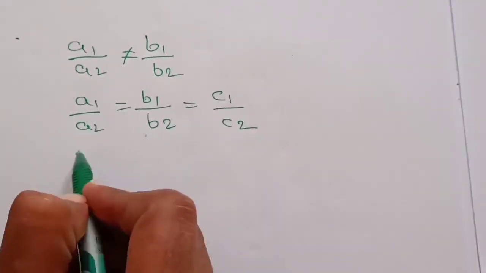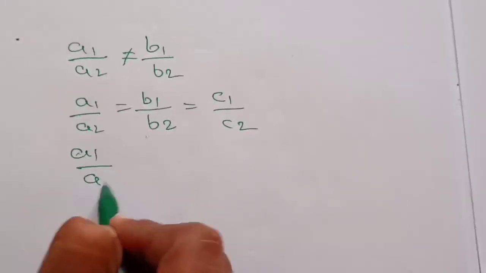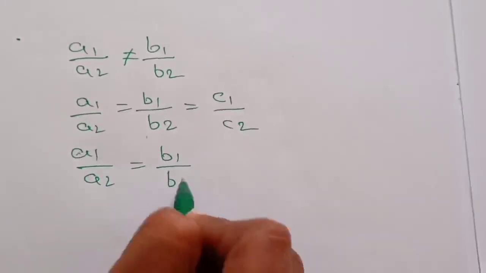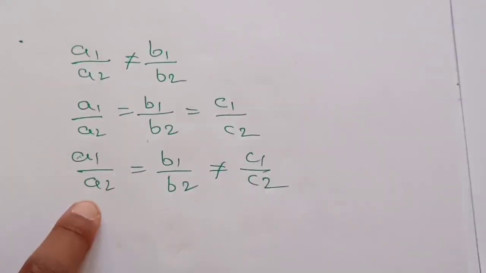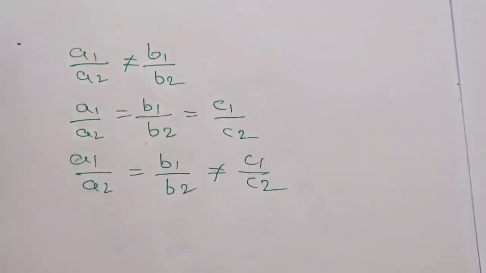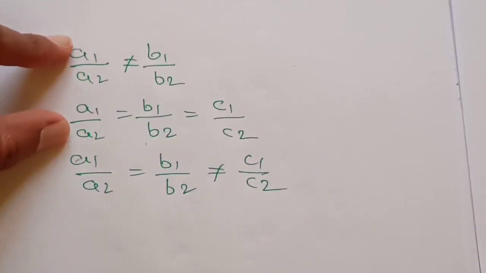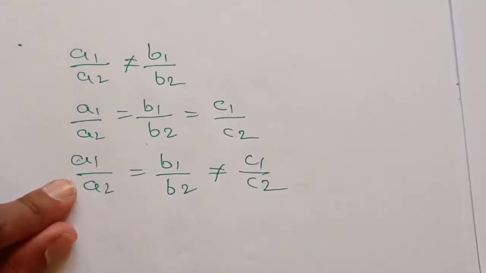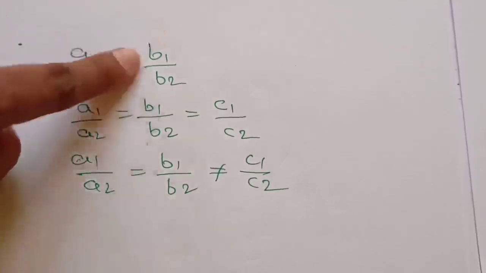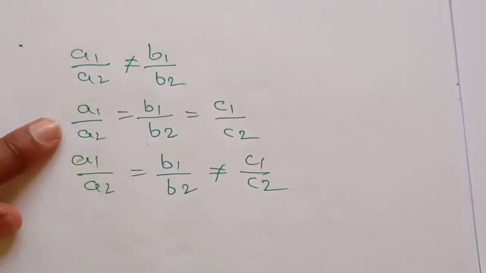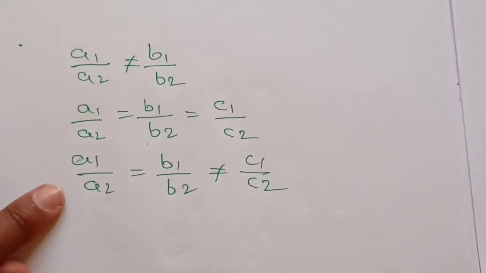So therefore the last one, A1 by A2 is equals to B1 by B2 is not equals to C1 by C2, means it is called an inconsistent pair of equations. So the first two are called consistent pairs of equations and the last one is called an inconsistent pair of equations. So this is intersecting lines, this is coincident lines, and this one is called parallel lines. That also I will say.